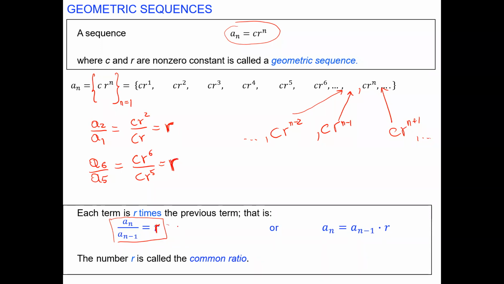If we change this a little bit algebraically, we get a definition of the nth term, which is defined as the previous term times the common ratio. This is, in general, the definition of the geometric sequence.